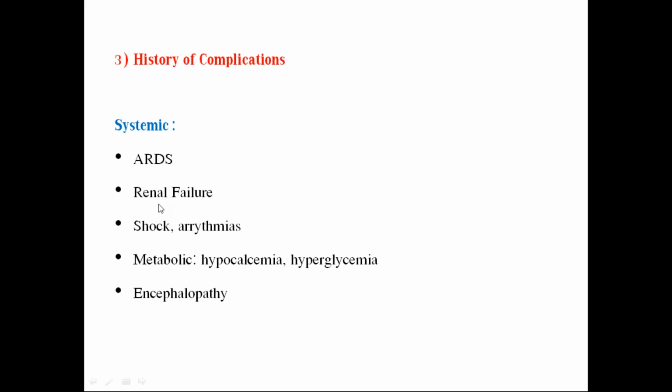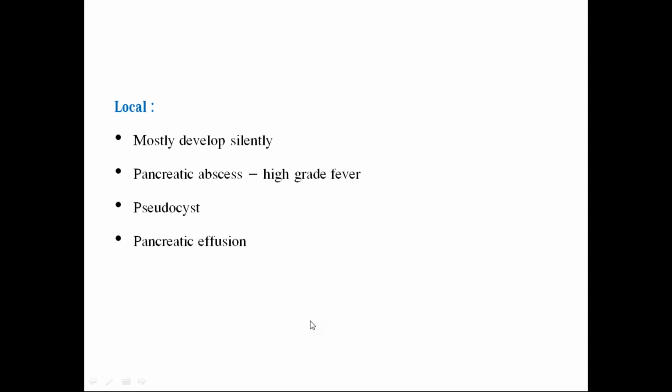acute respiratory distress syndrome, renal failure, shock, and arrhythmias. Metabolically, it leads to hypocalcemia, hyperglycemia, and encephalopathy. Depending upon the various organs involved, the kidneys may get involved leading to renal failure, and later in the course of the disease it could involve multiple organs. Among local complications, pancreatic abscess occurs when there is secondary infection of the necrotizing material, which presents as a high-grade severe fever not responding to medication.